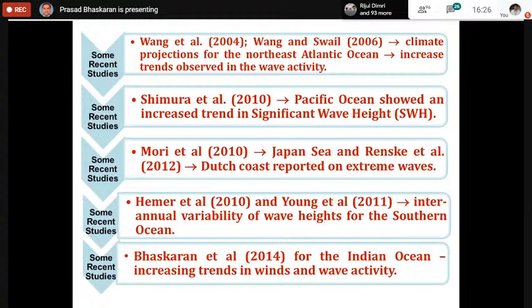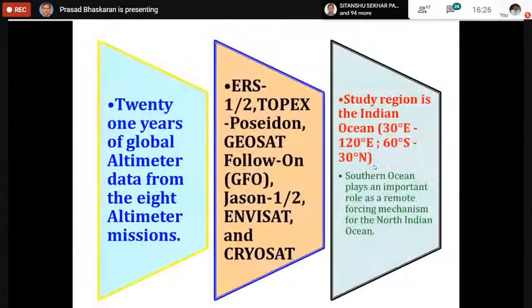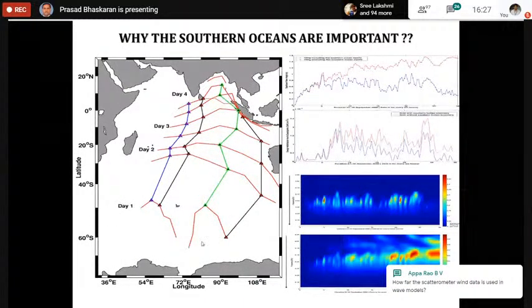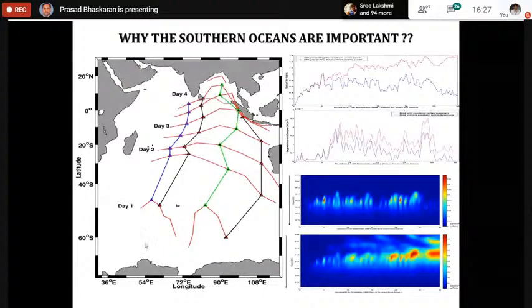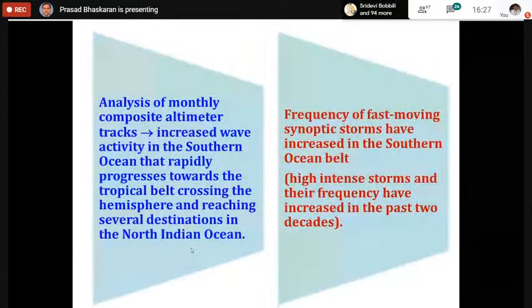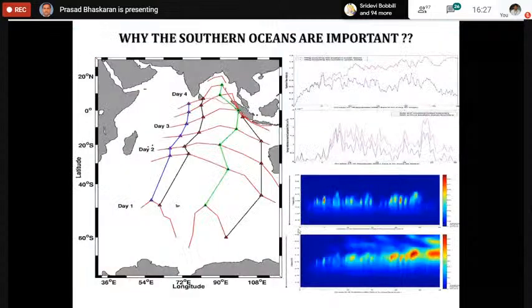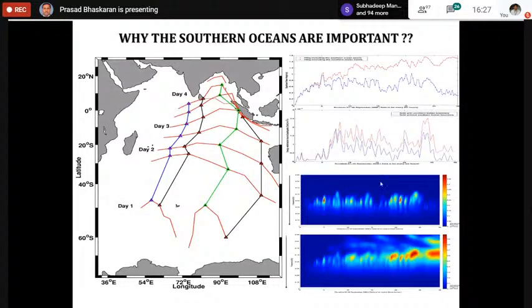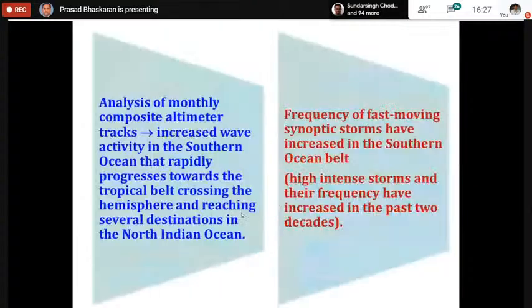So these are some of the studies that have been done on the global scale. What we have done is we have used about 21 years of data from 8 different satellite missions. And we have analyzed the entire Indian Ocean region. And you can see why the Indian Ocean region is very important. Because when you look into the Southern Ocean, if anything happens in this region, we are finding recently that there has been a lot of activity in this region, and this activity can influence the entire Indian Ocean region. That means the North Indian Ocean can be influenced by the remote forcing effect that is coming from the Southern Ocean.